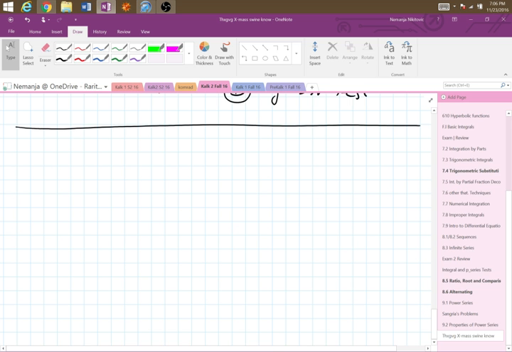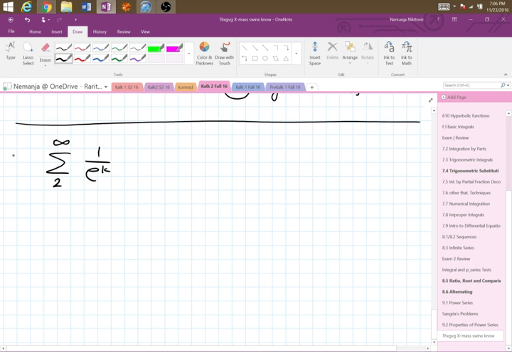And the next one says summation of 1 over e to the k when it goes from 2 to infinity, which is problem 19. Now, we can solve this in a few different ways. The first thing I'm going to try, obviously, is the divergence test, and it will not work. It will be inconclusive because the limit of 1 over e to the k is 0. So the divergence test is inconclusive.